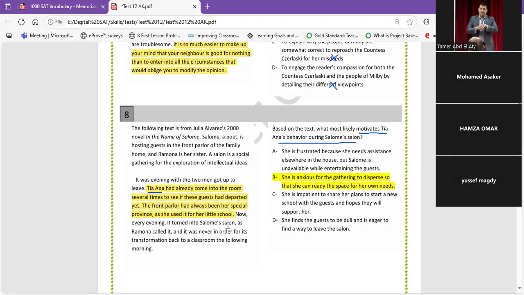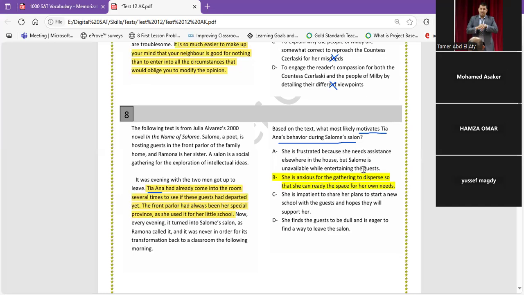So in the morning school, in the afternoon, in the evenings, it's a kind of salon, as Ramona called it. "And it was never in order for its transformation back to the classroom the following morning." So she is frustrated because she needs assistance elsewhere in the house. But Salem is unavailable while entertaining the guests. We didn't talk about that.